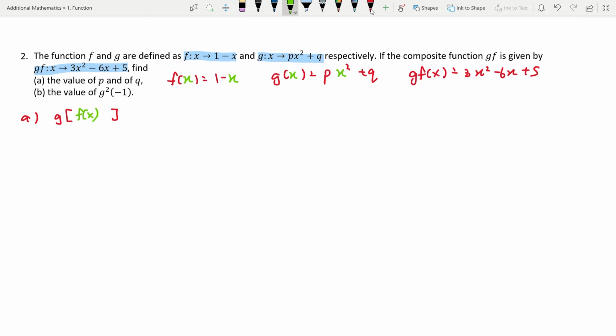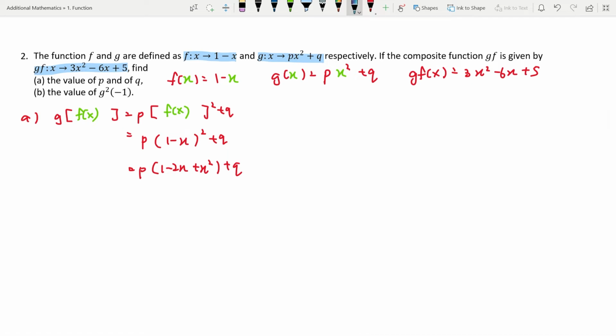Substituting the f into the g. Look at the g, we get p f(x) squared plus q. Substitute the f: p (1 minus x) squared plus q. Expand it, we have p (1 minus 2x plus x squared) plus q.